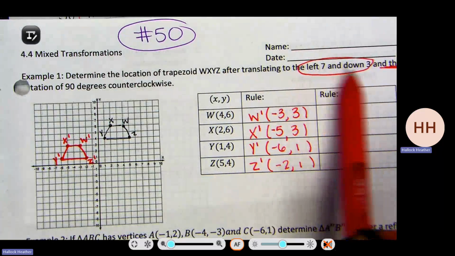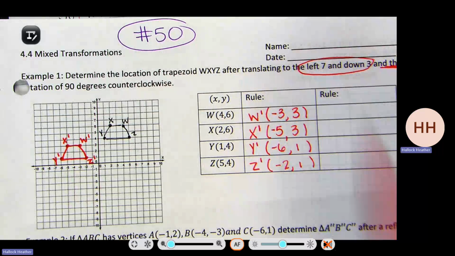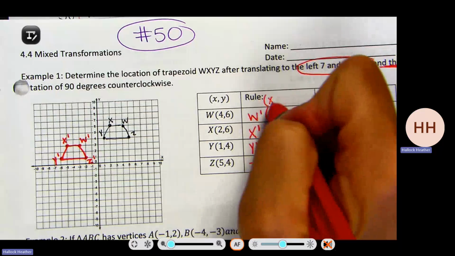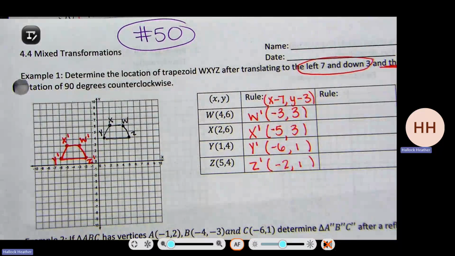Okay, so if you were going to write the rule for this, the translation notation rule, what mathematically would you write in parentheses to represent you going left 7 and down 3? X minus 7 and Y minus 3. So on your EOC and even on your test, you will have to type that in. So that's like the translation notation rule. It just means like, what did you do? You could technically just do the math and get those same exact coordinate points, or you could graph it and go to the left and go down.